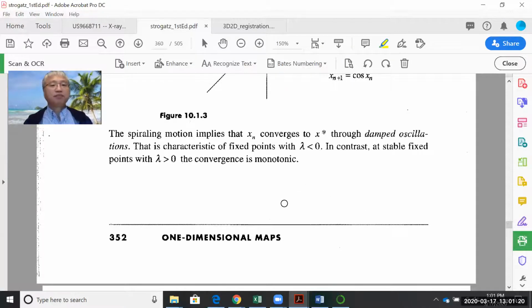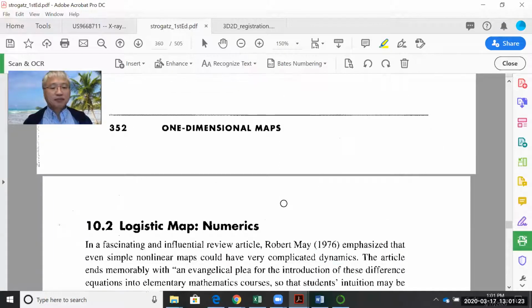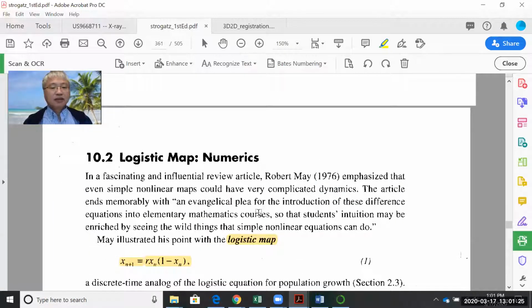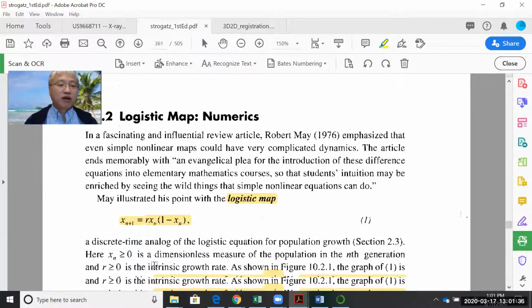Okay, so it's intuitive and clear how to analyze the stability of the map. Now, because the main interest for studying this chapter is the logistic map, which we went through a little bit, this is the logistic map. It's just like a logistic equation, with one variable r.